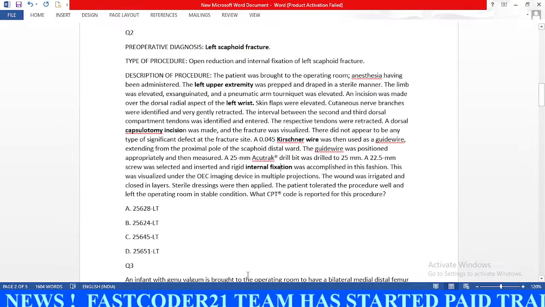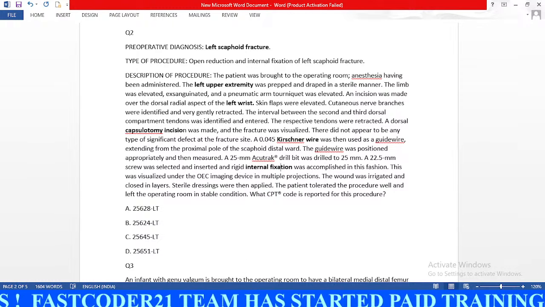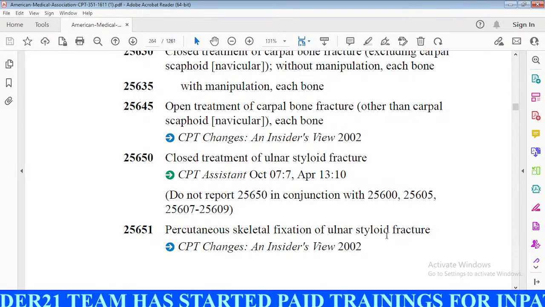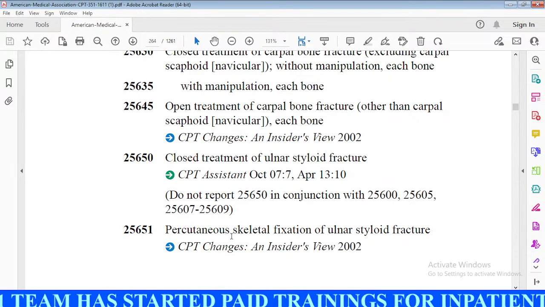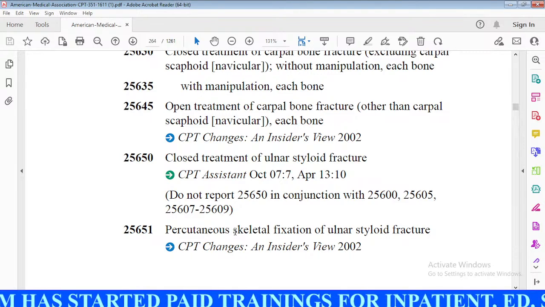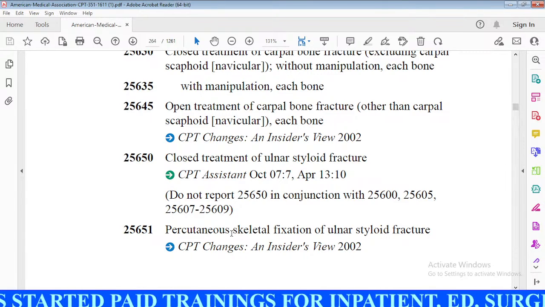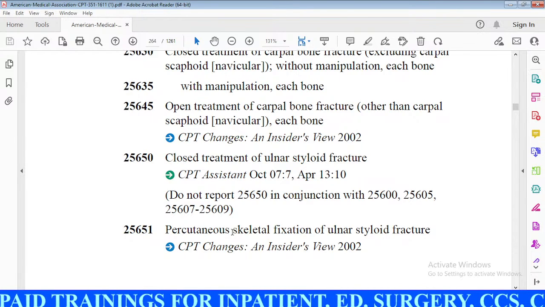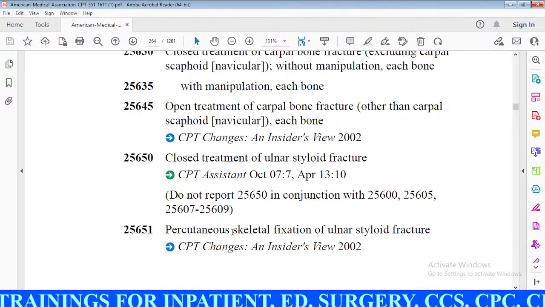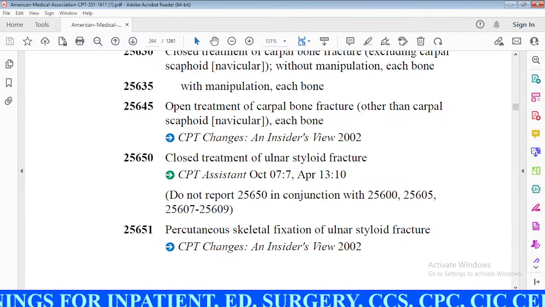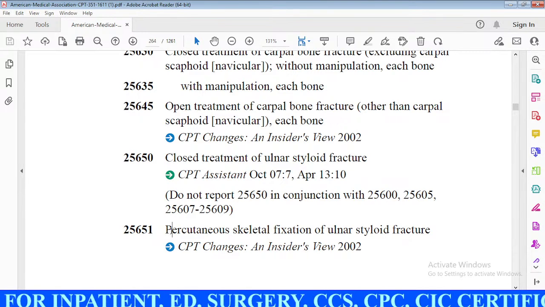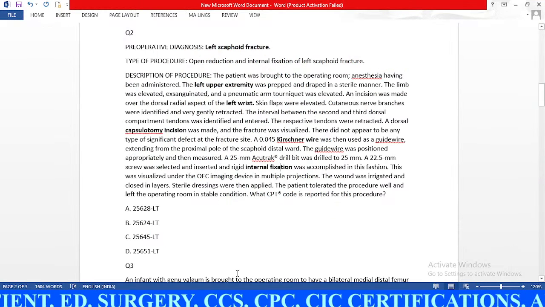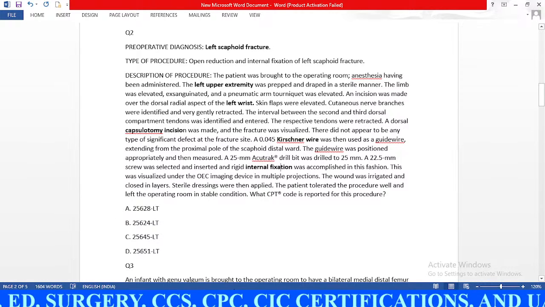So we are left with 25651. So this is percutaneous skeletal fixation of ulnar styloid fracture. What happens here? The physician will not make any incision in percutaneous skeletal fixation, using fluoroscopy or ultrasound guidance. Directly he will insert the screw or wires inside the joint in order to stabilize. So because of this, this is also wrong. The physician performed open reduction, not a percutaneous procedure. And we are left with 25628. We will check that.